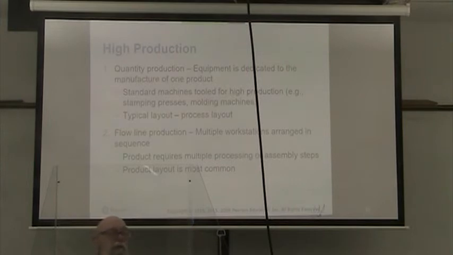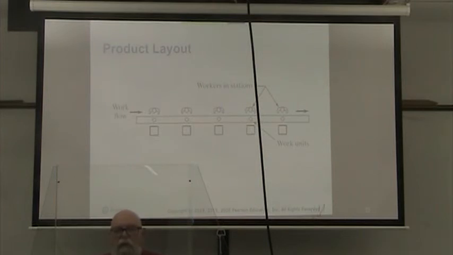A flow line production, what we would call an assembly line, we have multiple workstations. They are arranged for a sequential set of operations. To do that, we assume our products need multiple processing and assembly steps. And the most common way of having an assembly line or a flow line is that it is set up for one product or a set of products that vary very little from each other. Okay, so here we're illustrating an assembly line in the most boring possible method.